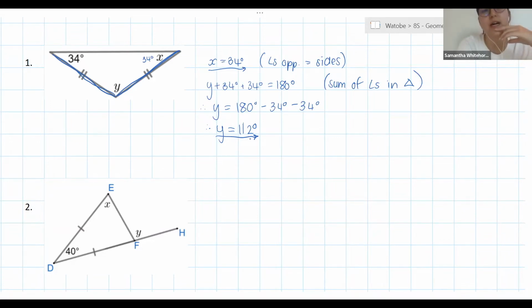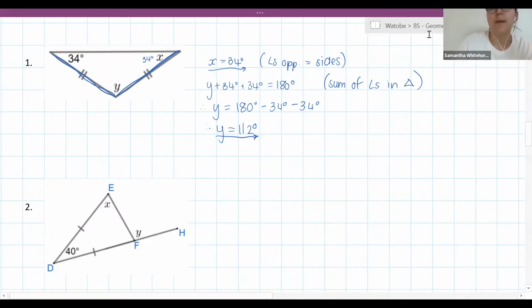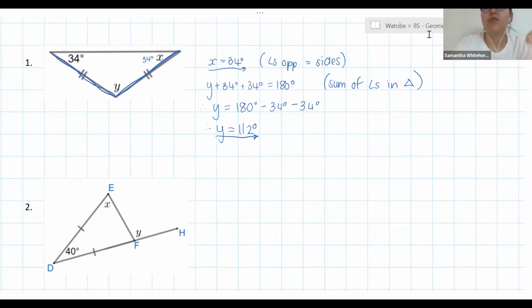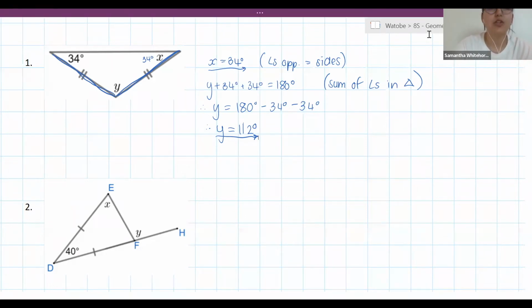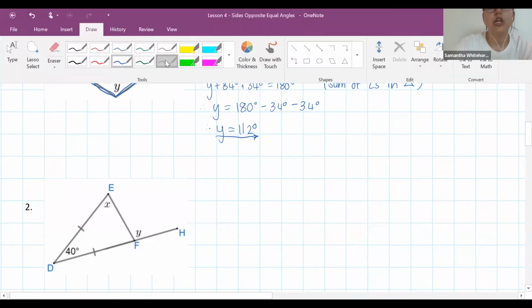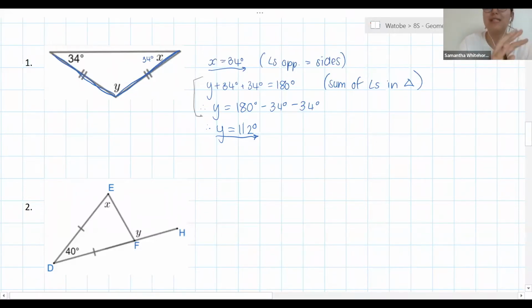What I do just want to point out is if you are more comfortable with these geometry questions, it is 100% fine for you to immediately write your answer for y. So what I mean by that is you don't have to show these two steps of setting up the equation and solving the equation, etc. If you are happy to go straight to y equals 112 and then put your reason next to it, that is fine if you are comfortable. If you are not, rather do all the working out so that you make sure you're on the right track.